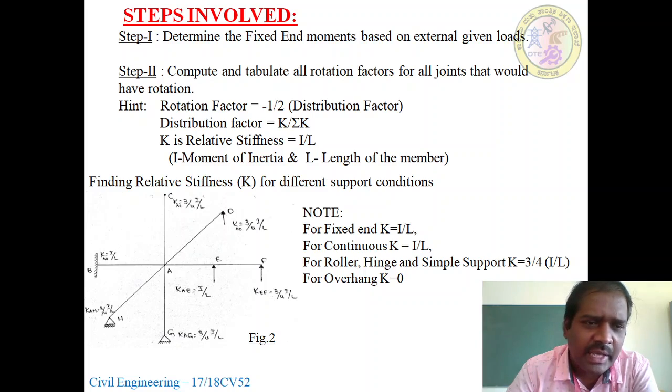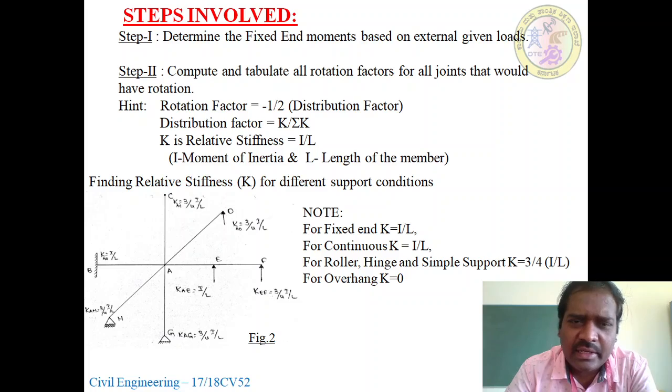For example AB: check whether the position of B is fixed. Yes, it is I by L. Consider AC. Is it fixed? No. Is it continuous? No. So it is pin jointed, and K is equal to 3 by 4 I by L. Same for AD: check the position of D. Is it fixed or continuous? No, it is a simple support. So K is equal to 3 by 4 I by L.